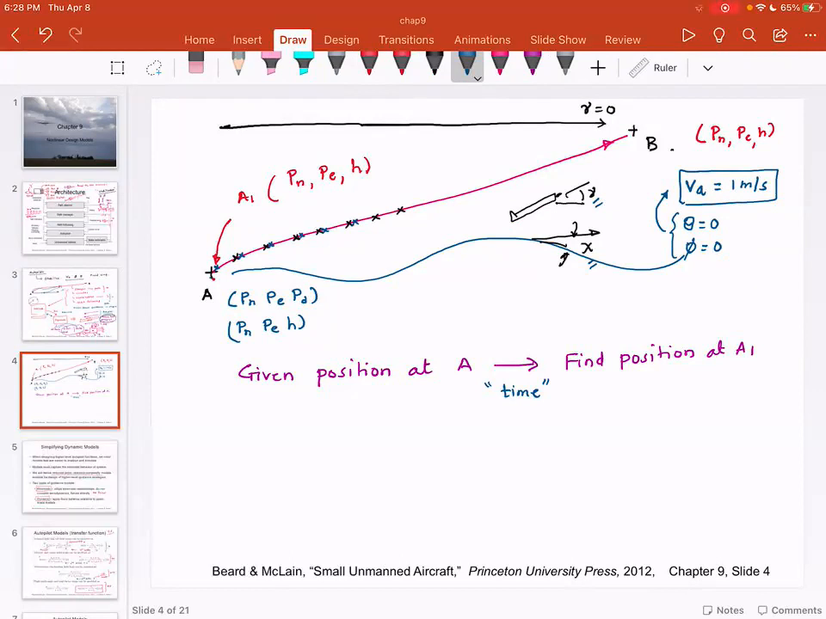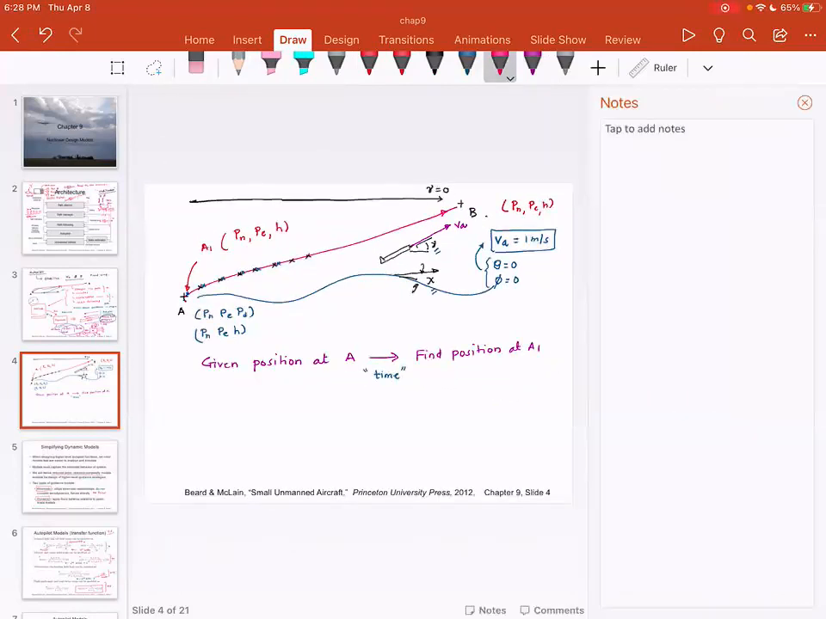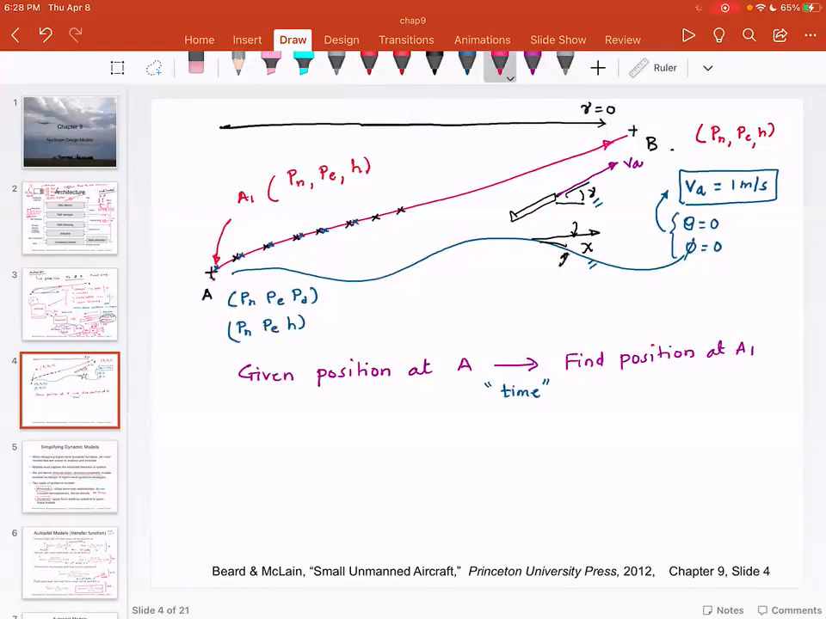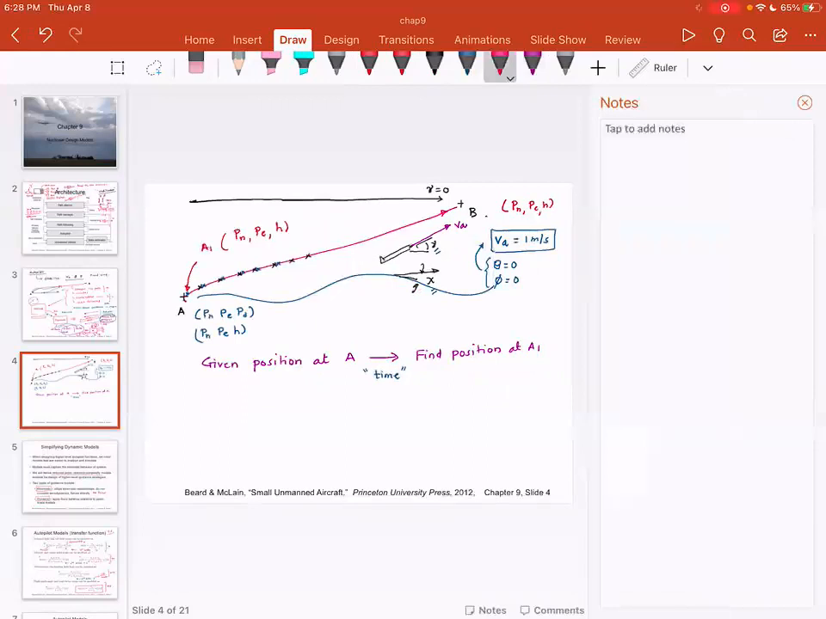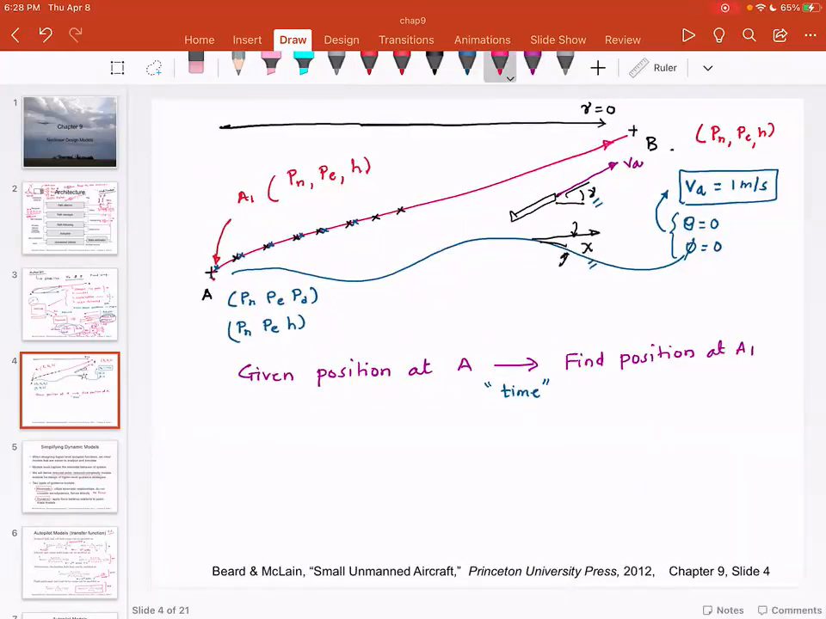Let me explain this with a simple example. If I consider this as the airspeed, I can find the component of airspeed in the north, east, and down direction. And we looked at this. This is very important, so please pay attention. I want to find the velocity of the aircraft in the north direction, in the east direction, and in the down direction.